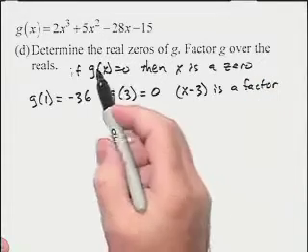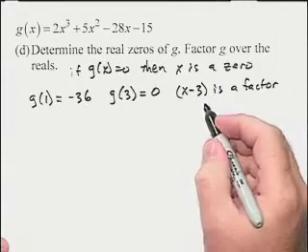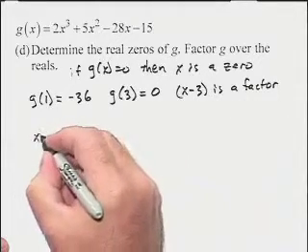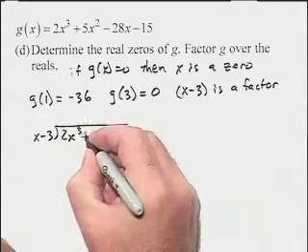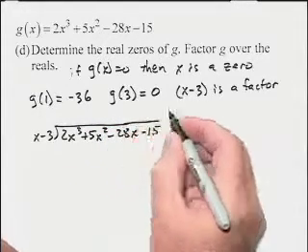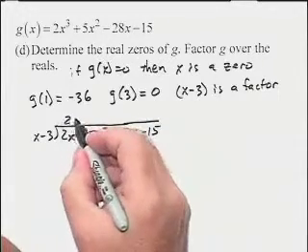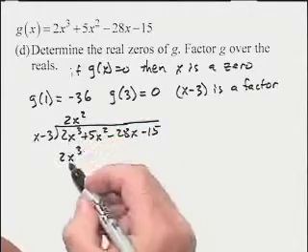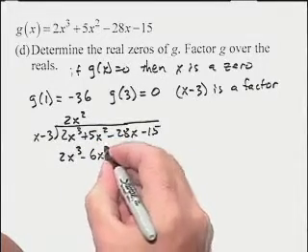Since we know x minus 3 is a factor of g, we can divide g by x minus 3 and get a reduced polynomial. To do that, we need to use long division. We're going to take x minus 3 and divide into 2x cubed plus 5x squared minus 28x minus 15. If we look at 2x cubed, we need to multiply x by 2x squared to get 2x cubed. 2x squared times x is 2x cubed. 2x squared times negative 3 gives us minus 6x squared.